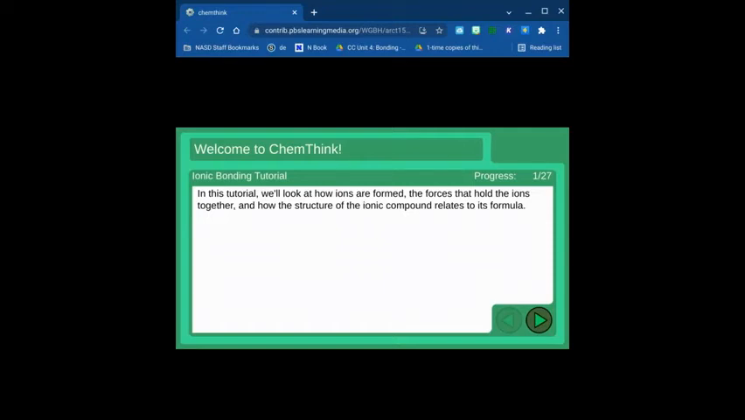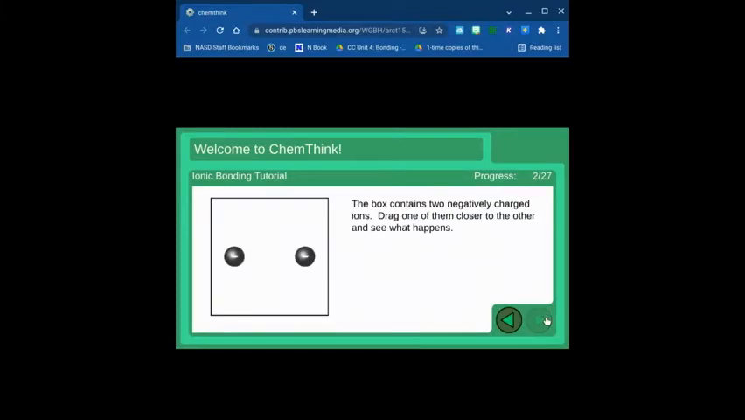In this tutorial, we'll look at how ions are formed, the forces that hold the ions together, and how the structure of the ionic compound relates to its formula. The box contains two negatively charged ions. When I drag one towards the other, it is pushed away.